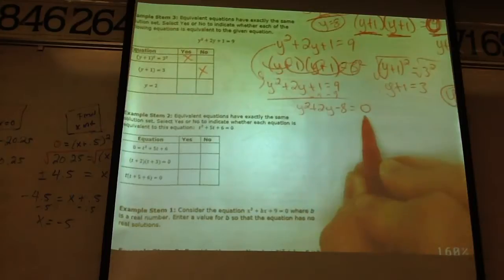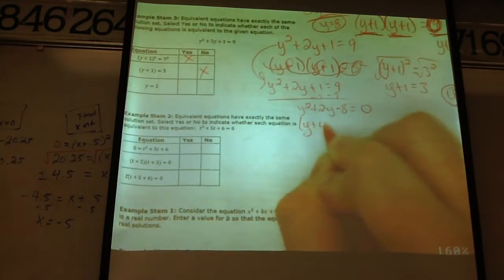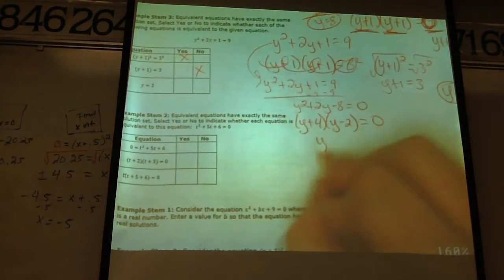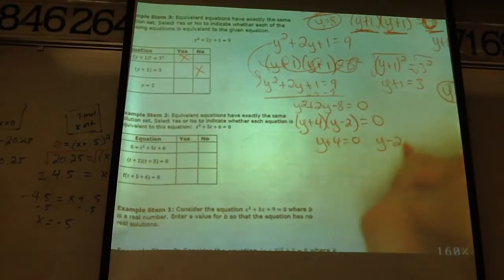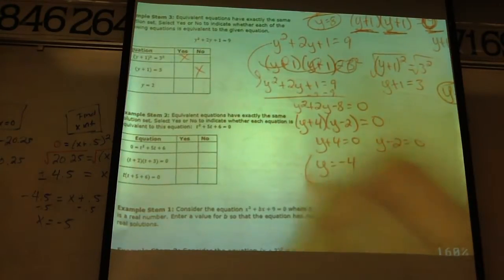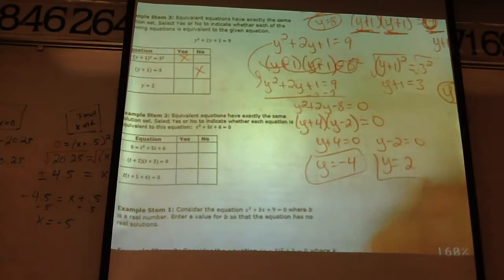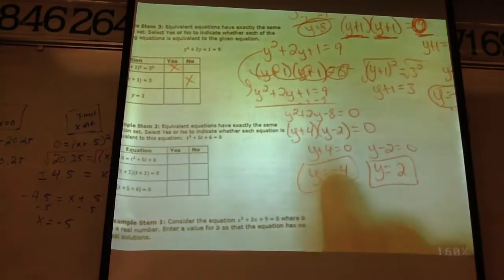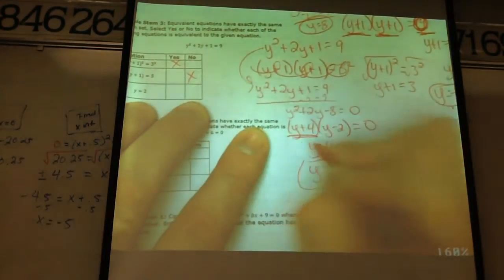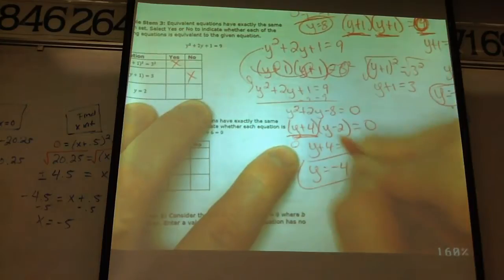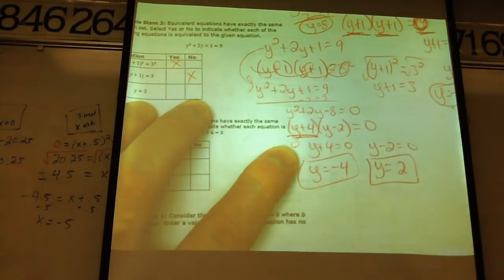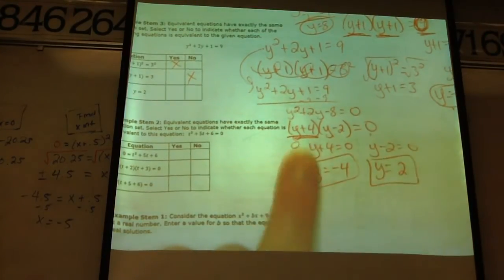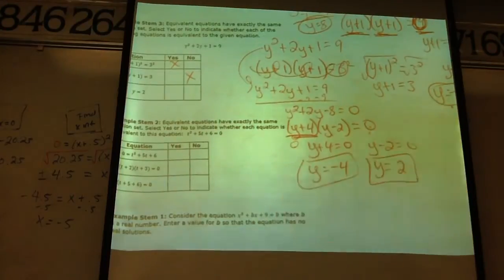So like here, you have it equal to 0, and you factor this. y plus 4 times y minus 2 equals 0. Now we set each one equal to 0. y equals negative 4, and y equals positive 2. Both of those work for this equation, because if I plug in negative 4, this number becomes 0, and 0 times anything, which in this case would be negative 6, gets 0. It works. This one works because if I plug it in, this one becomes 0, and 0 times anything is 0. If this number is not 0, that doesn't work.